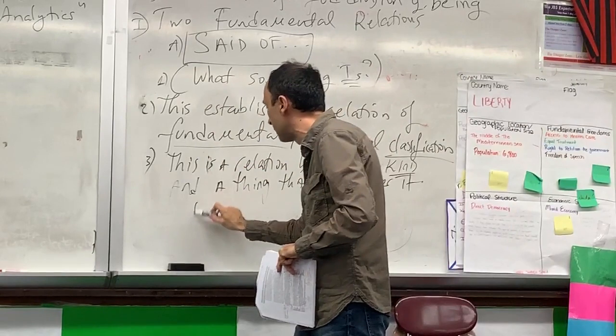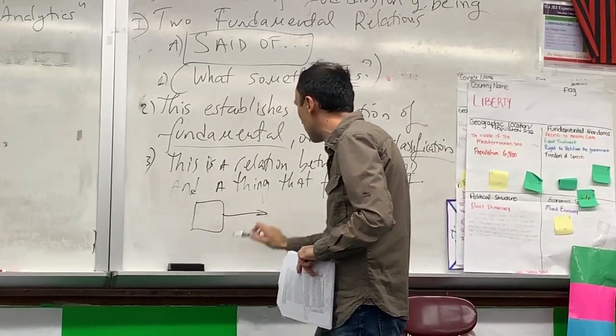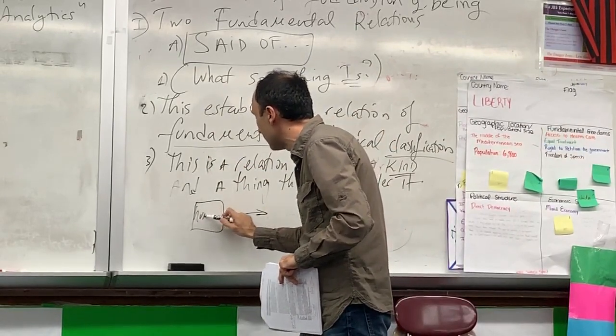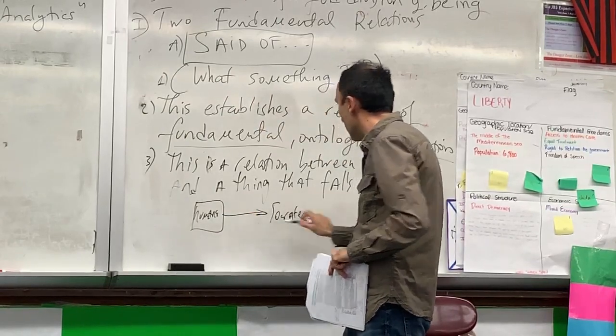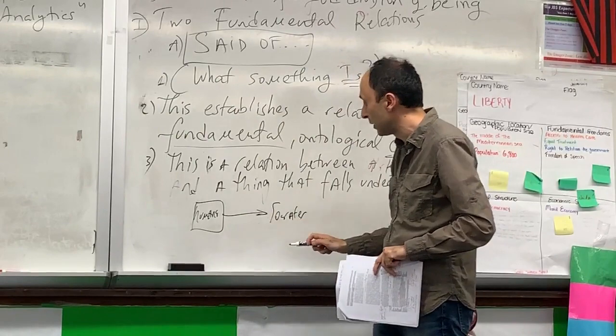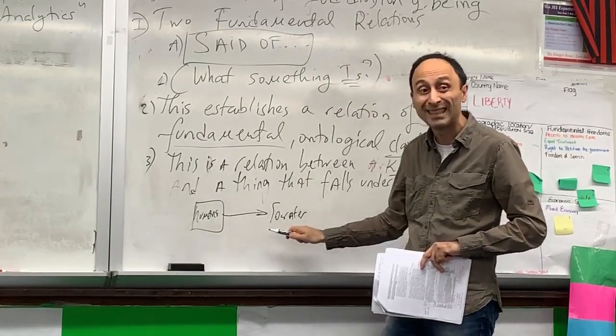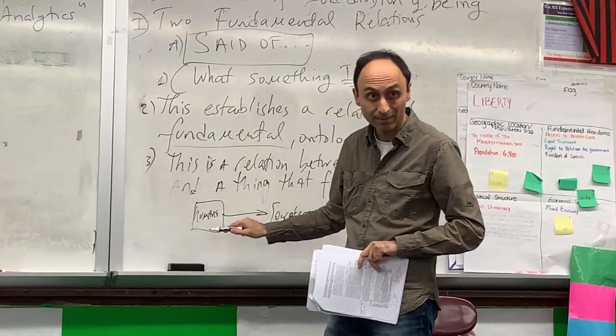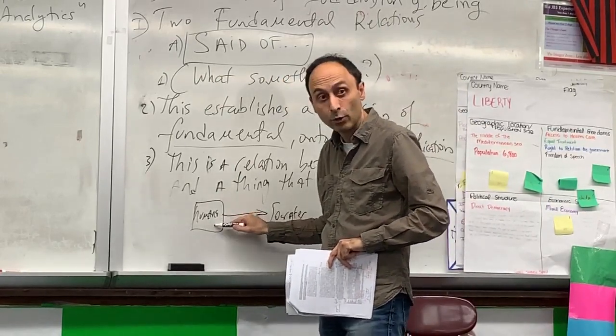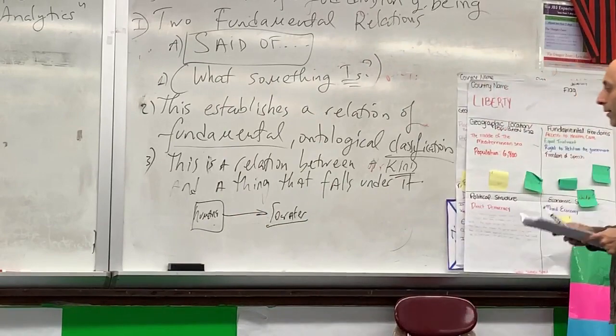So in other words, if we do it diagrammatically, it's a relationship between, for example, humans and Socrates. You already know that this is the relationship between a primary substance, which is a particular substance, such as Socrates, and a universal, which is human, right?